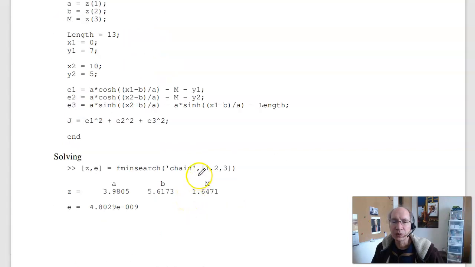So solving in MATLAB, my initial guess is 1, 2, 3. Fminsearch tells me, nope, that's wrong. The actual answer is 3.98, 5.61, 1.64. The sum squared error is basically 0, so that's the correct answer.